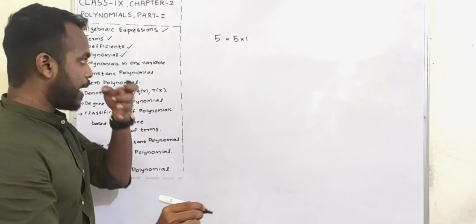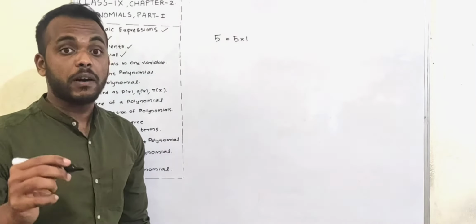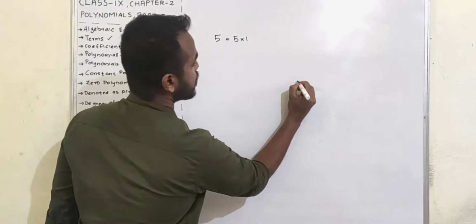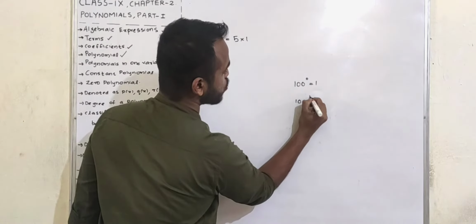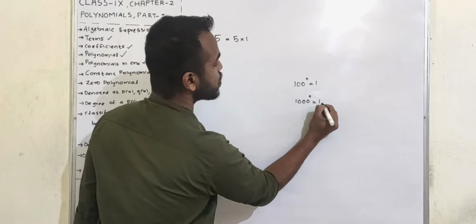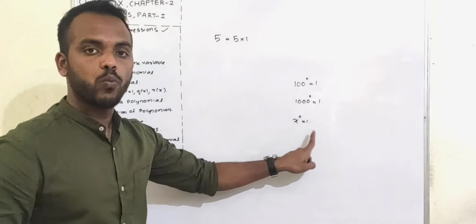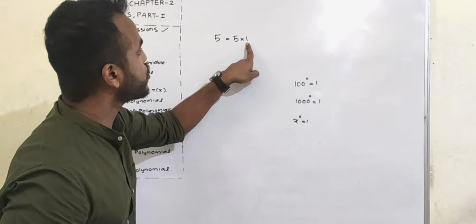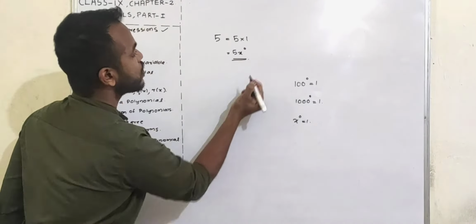Am I right? And for example, we know any number to the power 0 is 1. That is, 100 to the power 0 is 1. 1000 to the power 0 is 1. Similarly, x to the power 0 is 1. So, can I substitute this as 5x raised to 0? Yes.